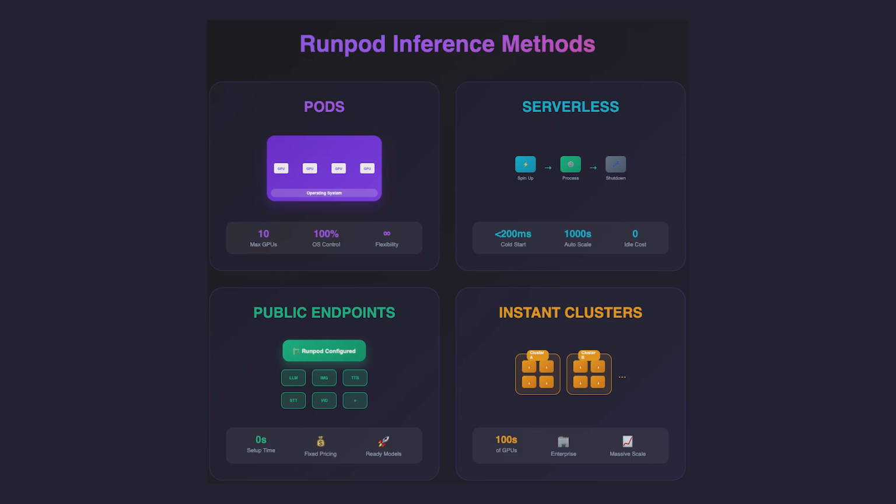Next, we have public endpoints. These are essentially serverless endpoints that Runpod configures to run a specific model or application. These endpoints have specific per-generation pricing as opposed to the per-second pricing that serverless has, which makes budgeting much easier.